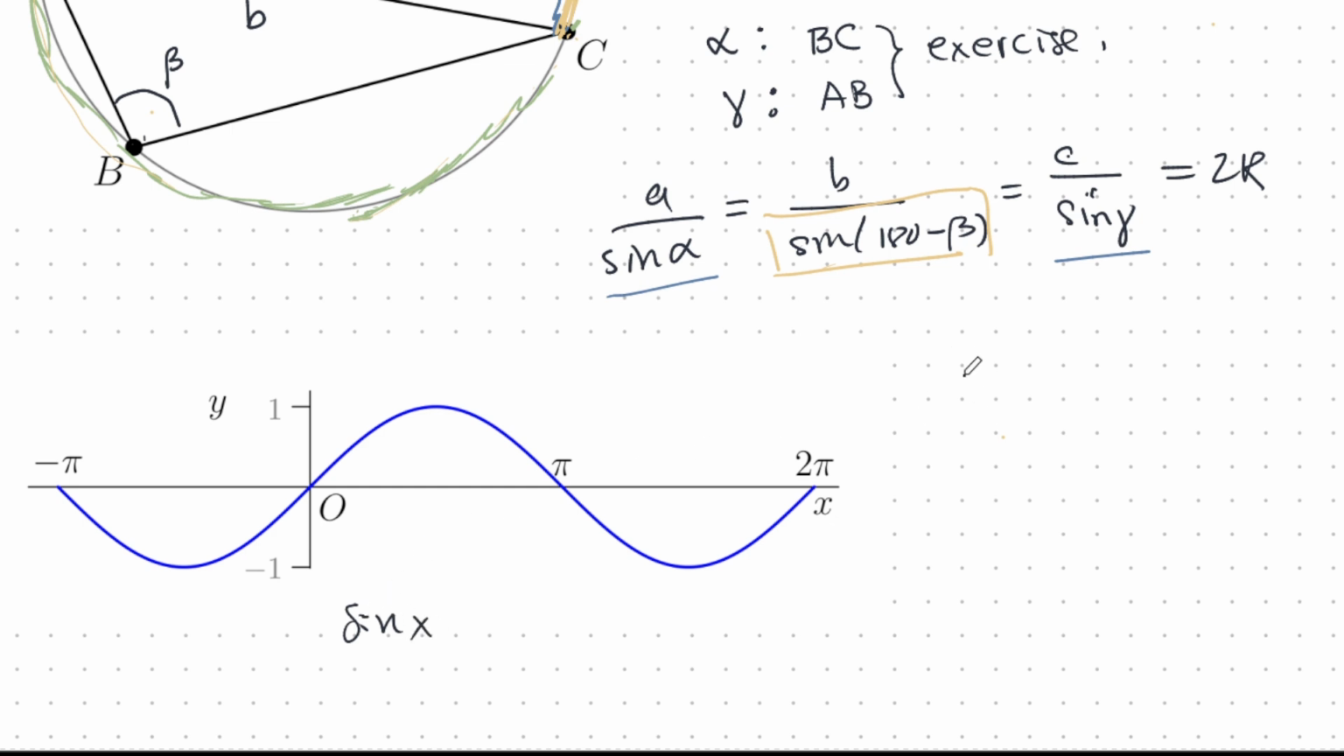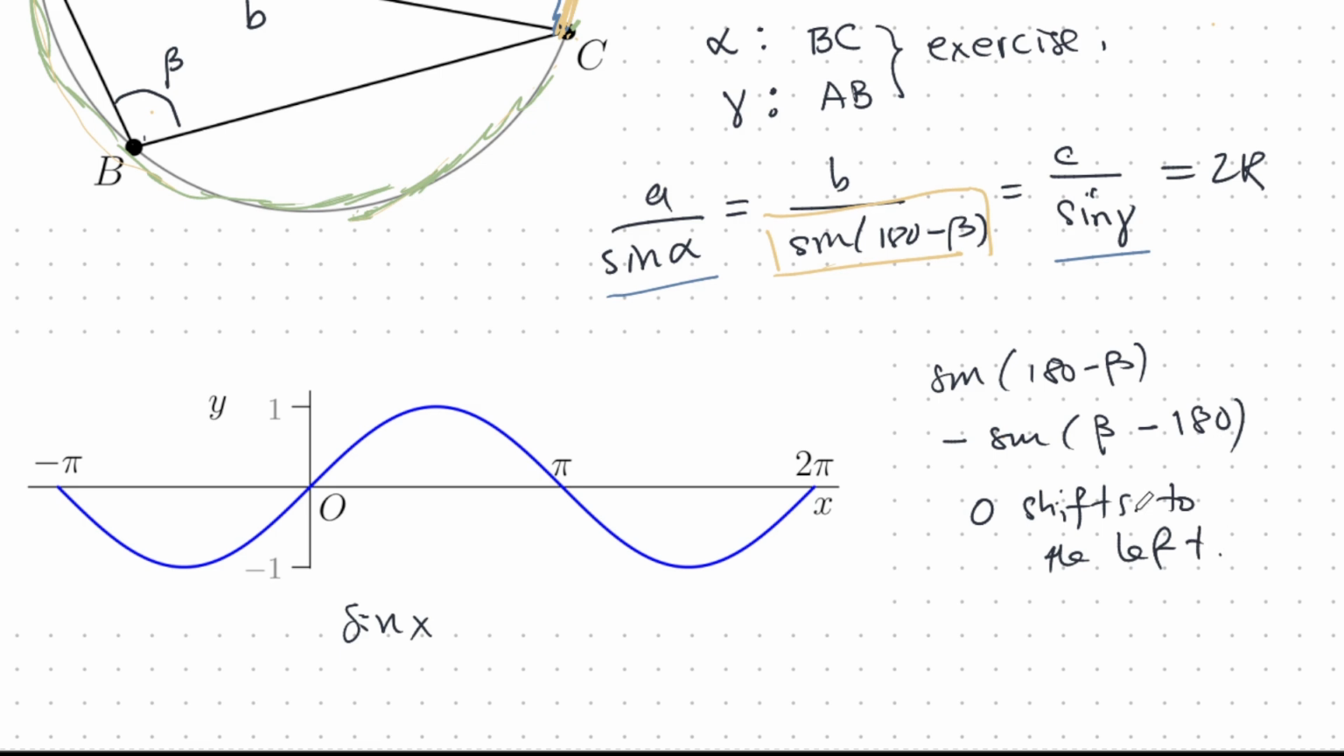Let's look at this carefully. So sine 180 minus beta. Let's write that better. 180 minus beta. This is minus sine beta minus 180, because sine is an odd function. Now, this is a shift of origin. So origin O shifts to the left. When you're subtracting something, the origin shifts to the left. It shifts by 180. This is pi. So my new origin is here, O prime.